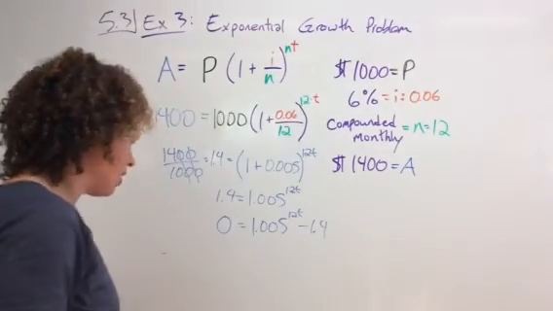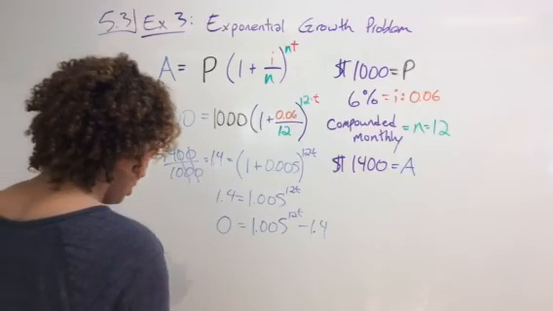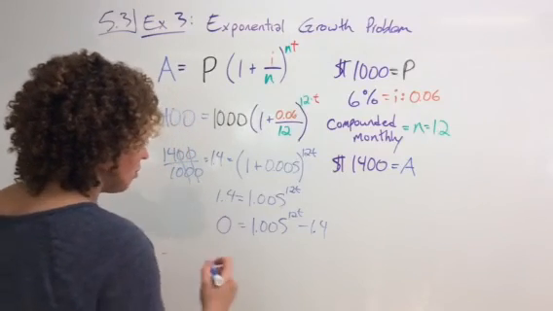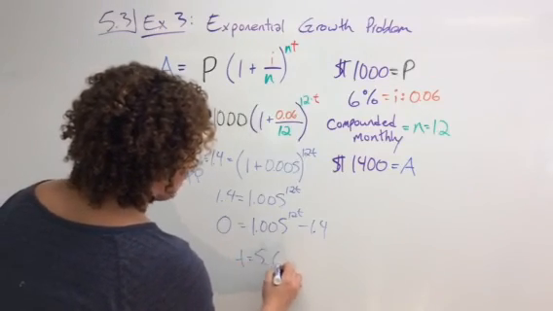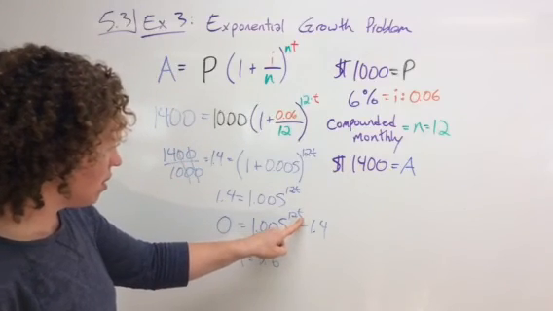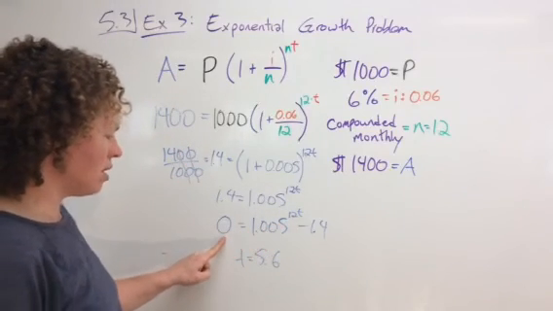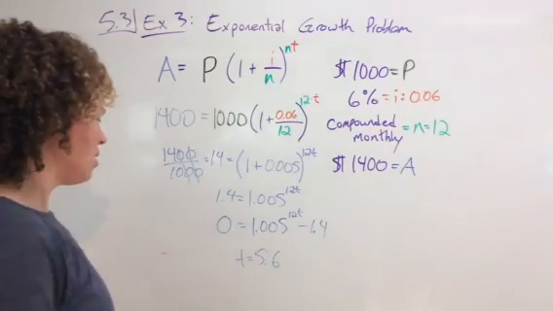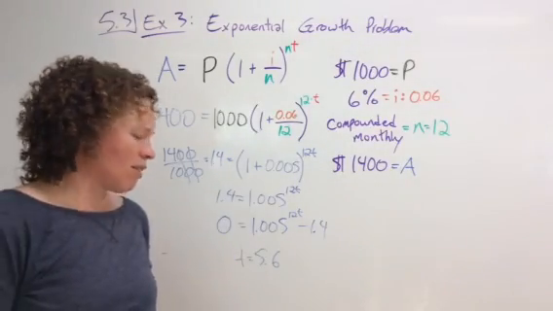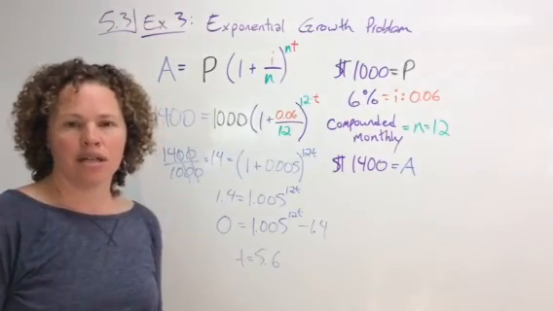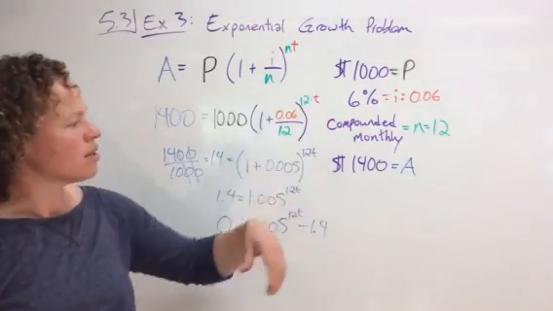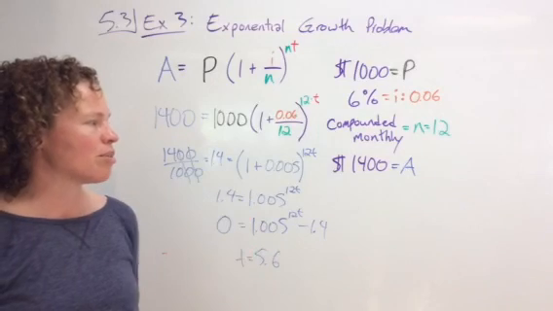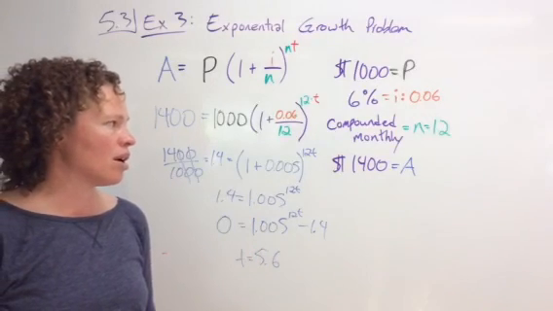So that tells me that t equals 5.6, because that's the value that goes here when the whole thing is equal to 0, which means that's my x-intercept. And that just tells me that 5.6 years is how long it's going to take to go from $1,000 to $1,400 at a 6% interest rate, compounded monthly.